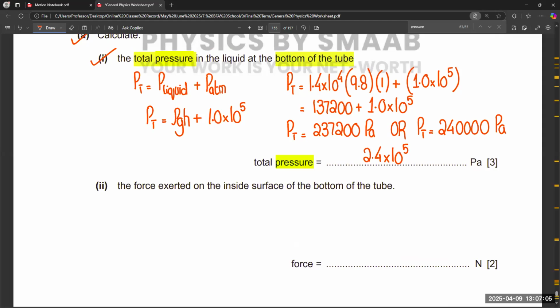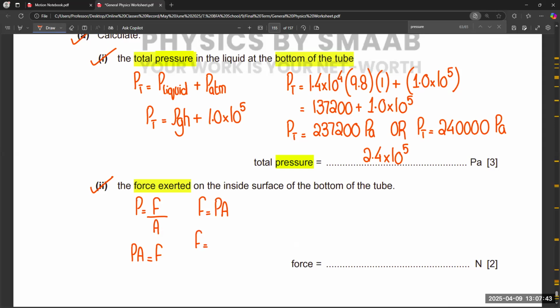In the second part, we have to calculate the force exerted on the inside surface of the bottom of the tube. To calculate the force, we know that we have only one formula. Pressure is equal to force upon area. When we rearrange the values, A cross-multiplies to the other side, so force becomes pressure into area.